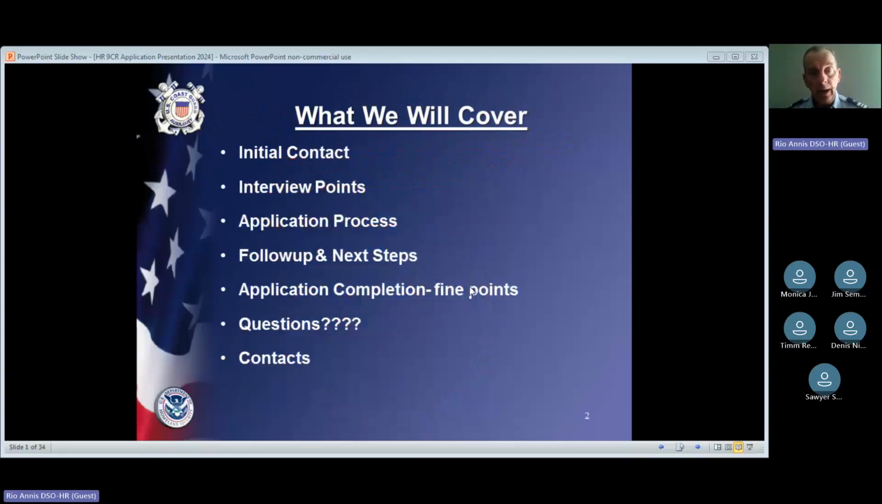So what we'll cover is a little bit of the initial steps before you actually get to the application: some of the initial contact and some interview points. Might as well discuss that now, as well as doing the actual application, and then some follow-up and next steps. Then we'll talk about some application fine points: the errors I've seen most often, and things that are easily missed. So we'll review that.